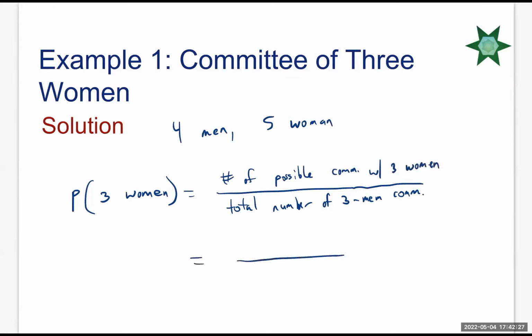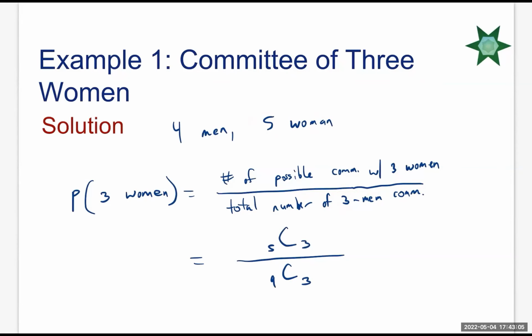All right, so let's focus on the denominator first. If there are a total of 4 men and 5 women, that means there's a total of 9 people. So that's going to be 9 choose, and since we're choosing a committee of 3, that means 9 choose 3. And now we have to focus on the number of possible committees with 3 women. Well, there's 5 women to select from, and we're choosing 3 of them, so that would be 5 choose 3.